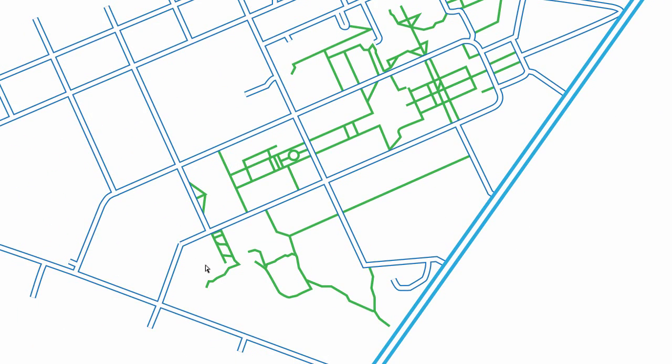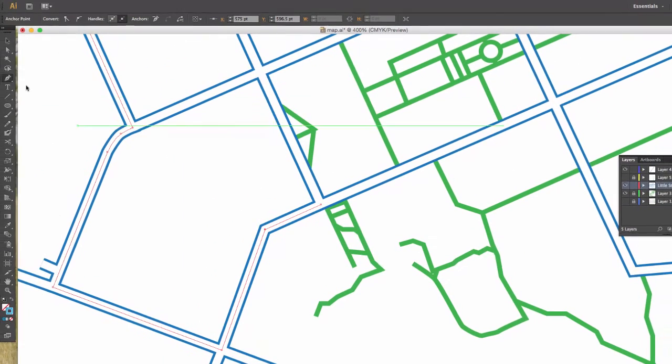Well, that's bothering me. Let's fix that. So unlock little streets, click on the little streets. So we've got these two paths here that are not connected. There we go. Just deleted one anchor point and reattached it from this one to that one, and it's better. Pretty good. Not too bad. Not too hard.